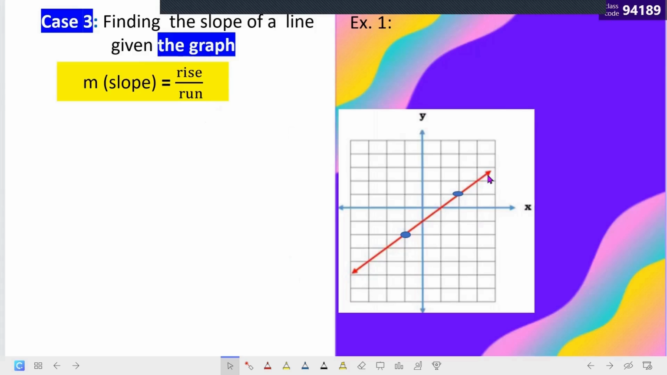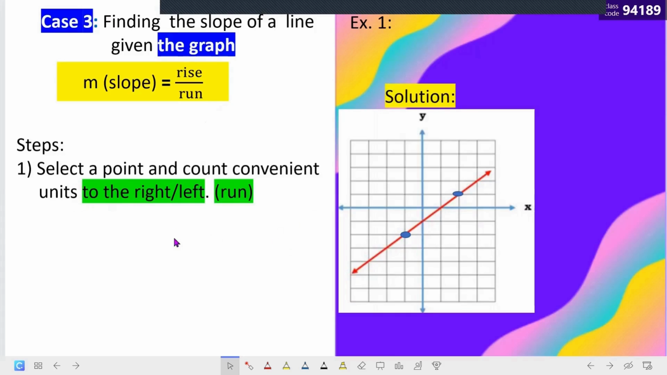So this is our line, and we locate or select 2 points along the line. It's already given to us in here. Now, going to the solution, the first step will be, we select one of these points and count convenient units to the right or to the left, depending on the position of the second point. This will be our run. So in this case, starting from this point, we will move to the right because our second point is on the right. So we move to the right and we'll count how many units. We have 1, 2, and 3. It's 3 units to the right.